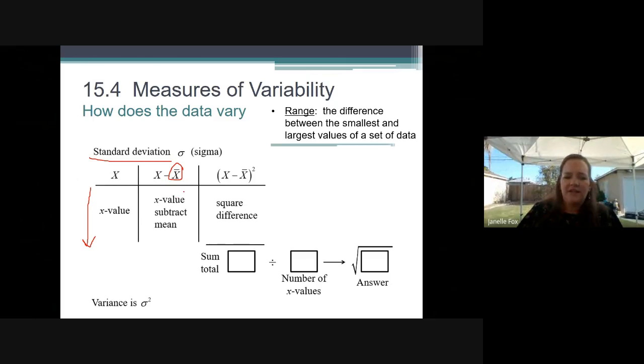I subtract it. Then whatever the number is in this column, I square that. Then I add up all of those, sum them up, and get a total. I divide by the number of X values. This number is called the variance. So the variance is right after you divide by the number of values. And then to get the standard deviation, you take the square root of the variance, and that is your standard deviation.